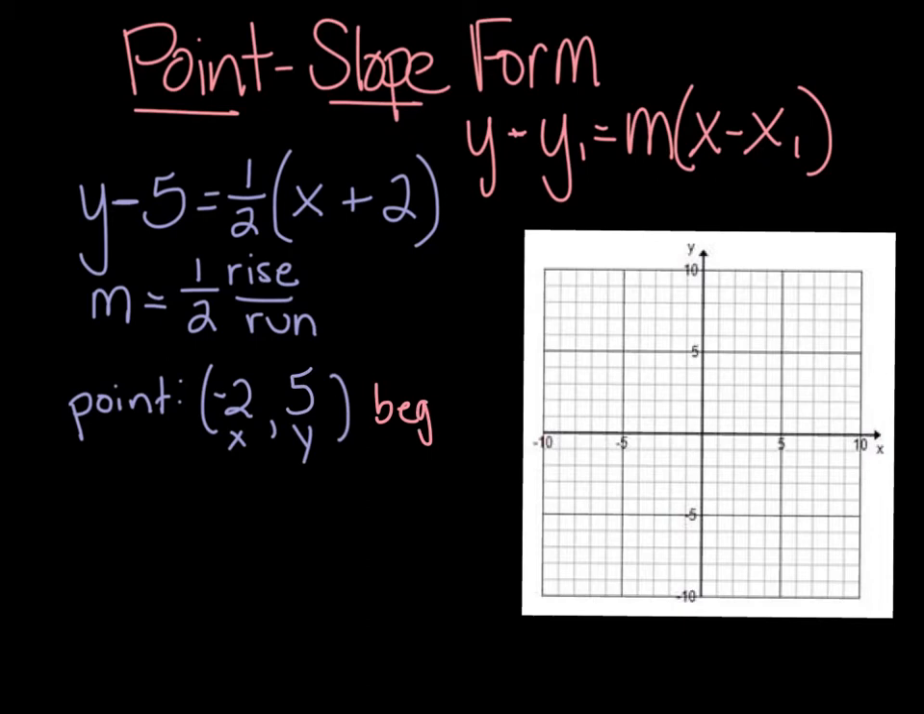Begin here, and then move. So you have to start with the point. And that point is negative 2 along the x, so the left 2, and then up to 5. Okay, rise. So we're rising 1 and running 2. Rise 1, run 2. Okay, going to graph my line through that with the arrows. Okay, so that's just the shortcuts.